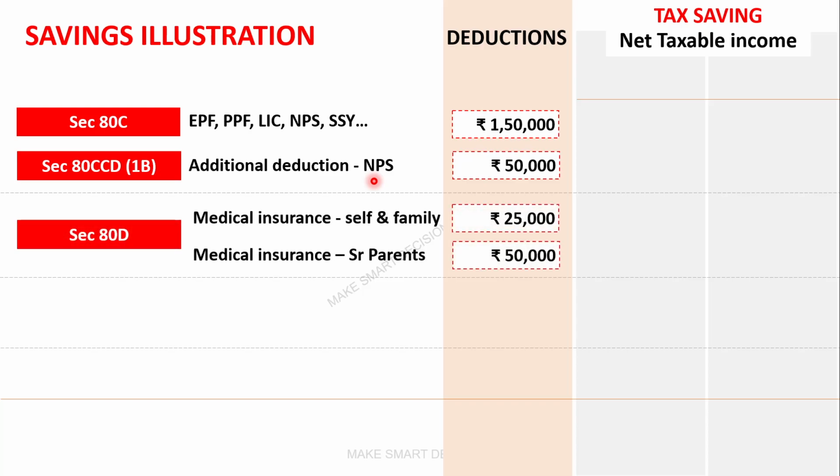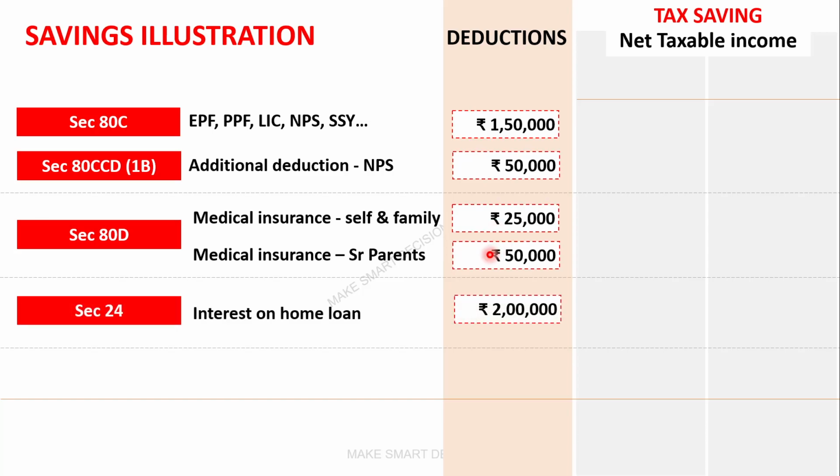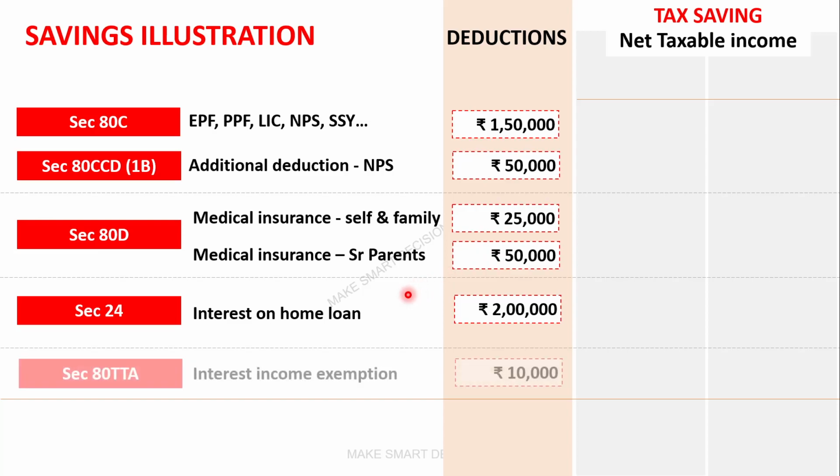Over and above that, if that individual takes a health insurance for himself and his family, he will have a deduction of 25,000. And if he takes health insurance for his senior citizen parents, he will be eligible for an additional deduction of 50,000, 25,000 plus 50,000, 75,000. And let's say that individual has bought a home and he's paying interest on that, and he can claim a deduction of up to 2 lakh on that. And lastly, he can claim an interest exemption for his savings account. In total, 2 lakh plus 75,000 plus 2 lakh, 4 lakh 75,000 plus 10,000, 4 lakh 85,000 is the amount that is deductible from the net taxable income.